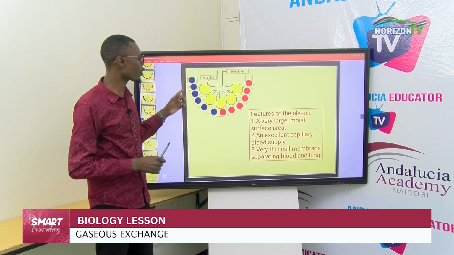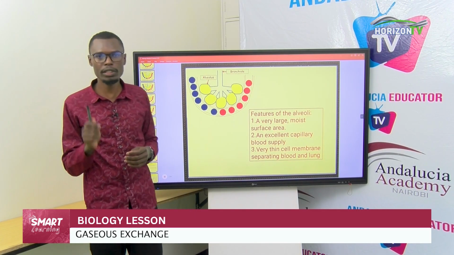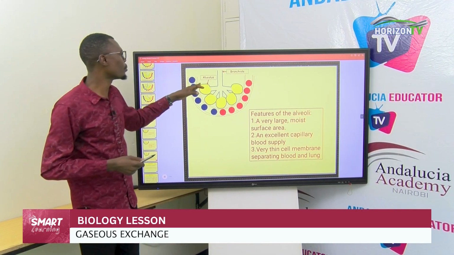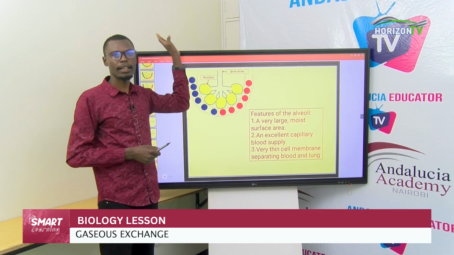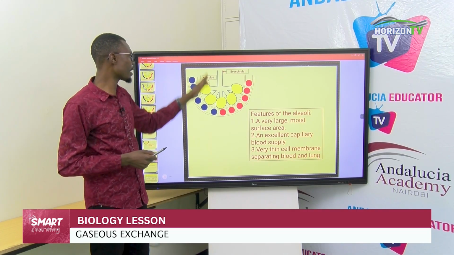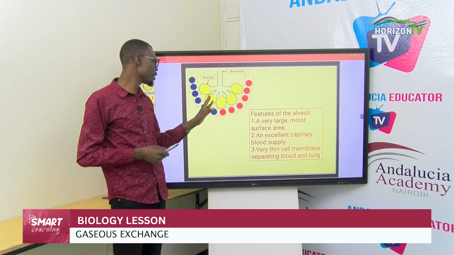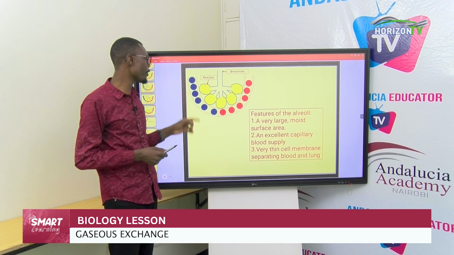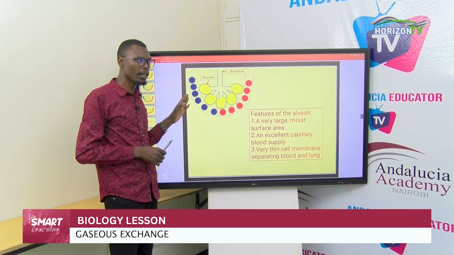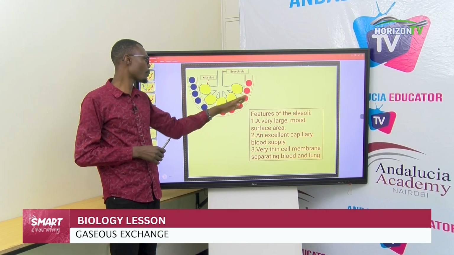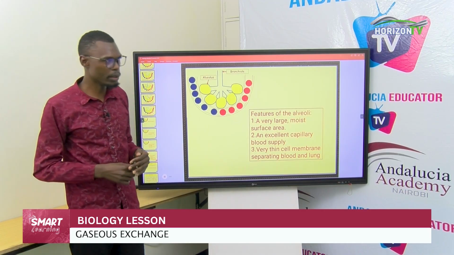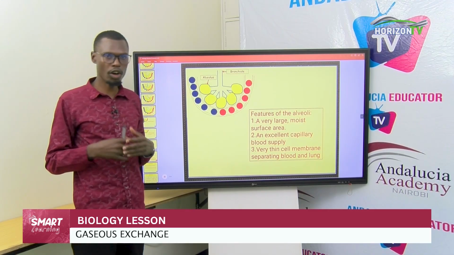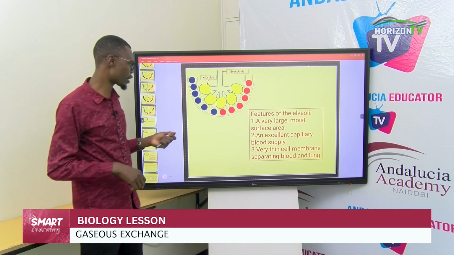So the gas which is from the body is carbon dioxide. The gas from the lung which comes from the atmosphere is oxygen. So oxygen comes from the atmosphere and gets into the lungs. Its high concentration enables it to diffuse into the blood, then be supplied to the body, because the body cells need oxygen to carry out respiration.